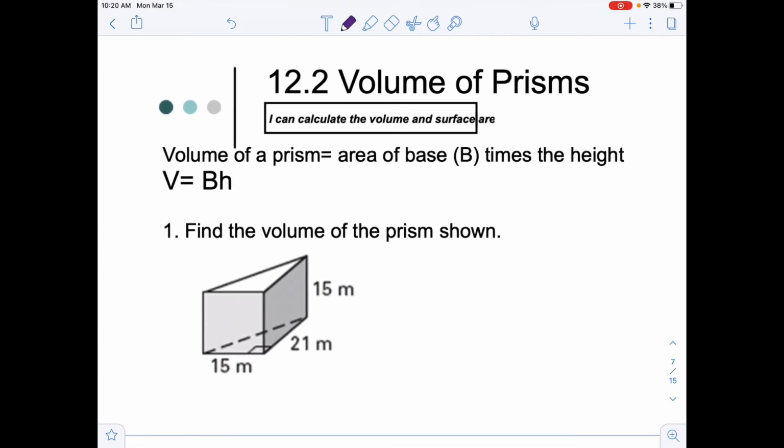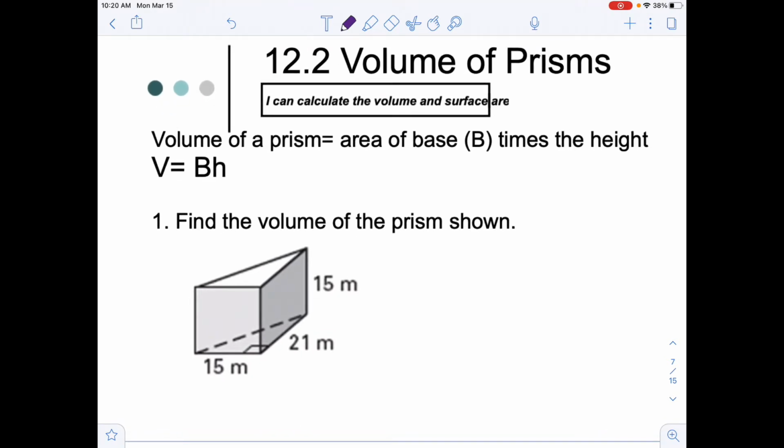So one of your jobs is to identify, which we just did. Your other job is to find the volume of prisms. So volume of a prism is the area of a base times the height. So I want you to write this down, making sure that you have a capital B for that area of the base.